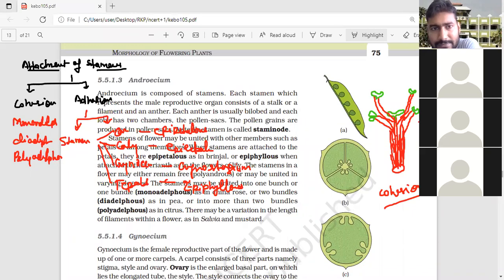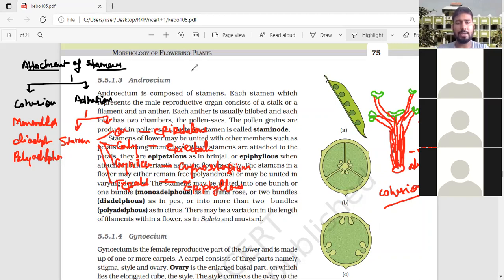Anyone, can you tell? Is it monadelphous, diadelphous, or polyadelphous? Very simple concept. Monadelphous, because they are going to form only one bundle-like structure. So that's why it is monadelphous. Clear? Is it fine? Is it okay?